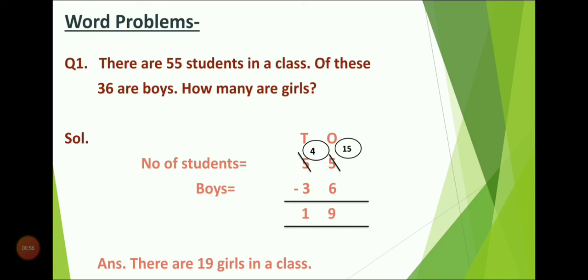Then we will subtract 6 ones from 15 ones. We will get 9 ones. So, we will write 9 under the ones column. Then, we will subtract the tens. It means we will subtract 3 tens from 4 tens. We will get 1 ten. So, we will write 1 under the tens column. We will get 19. So, it means there are 19 girls in a class.